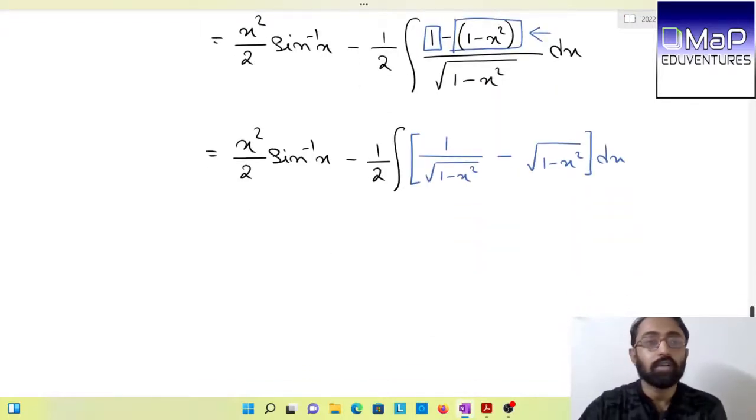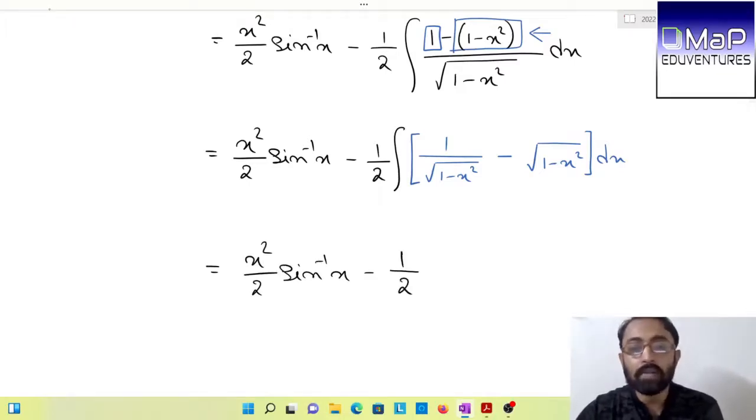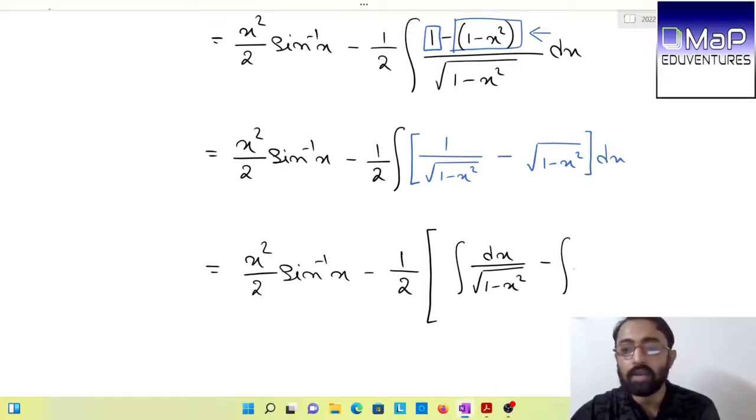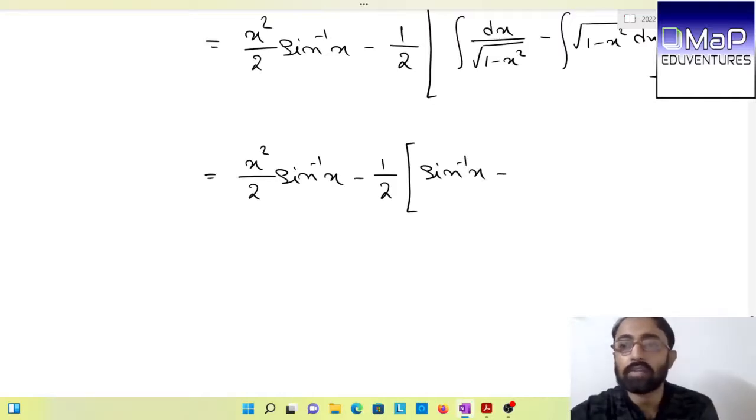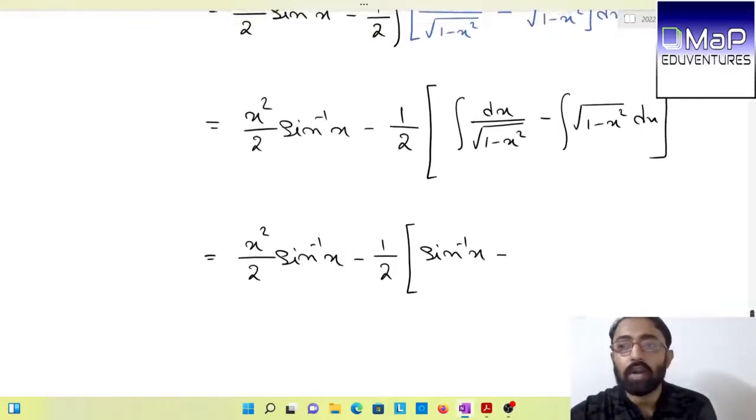Then split in two parts. The first part remains the same. Now separate the integration. So we will take a bracket and separate the integration. The first part will be dx by under root 1 minus x square. The second part will be integration under root 1 minus x square dx. So the first part will give us how much? Sin inverse x. And what about the second part?